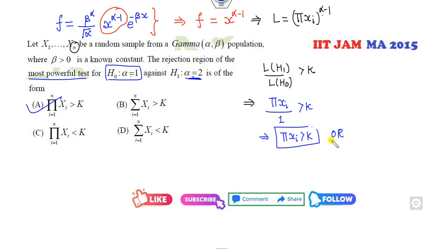Also, this expression can be written as, if you take the logarithm on both sides, the sum of log of xi is greater than log of k. I can call log of k as c. So if this expression is there, then this is also the correct option. And you can see within 10 to 15 seconds you can solve this. The first step is you can express it like this.